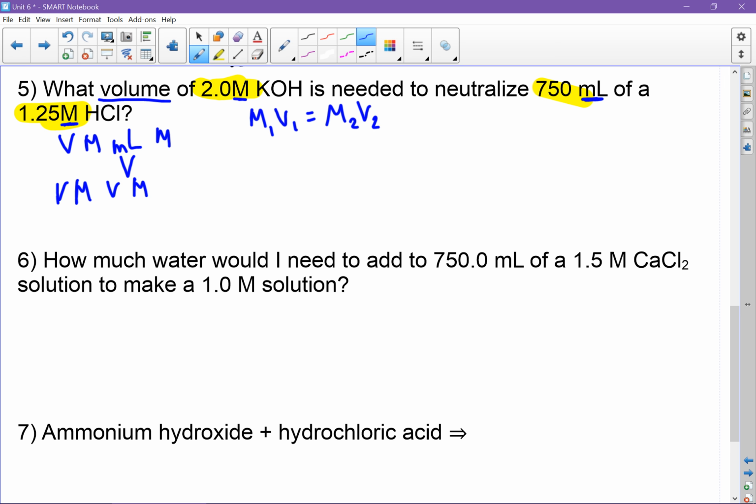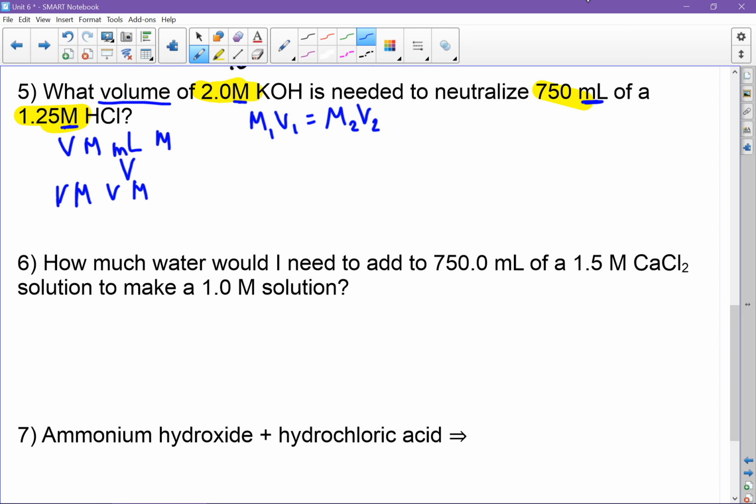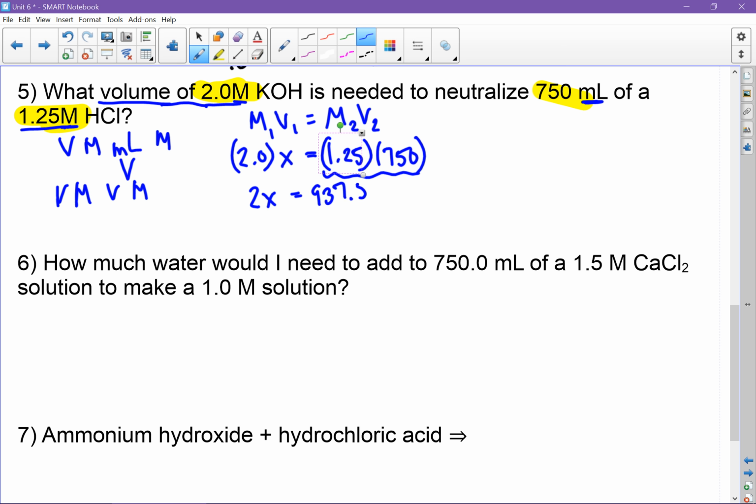Okay, so let's put in, I know that this is a molarity number, so 2.0, and I don't know the volume of that, so I can put an X there. I have the other molarity number here, 1.25, and the volume of that solution is 750. So now we just need to use algebra to solve. You can combine the like terms and multiply over here. That gives me 937.5. Solve with algebra, divide. Calculator says x equals 468.75.